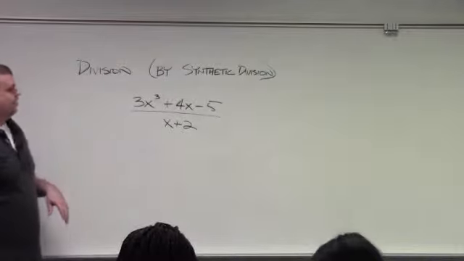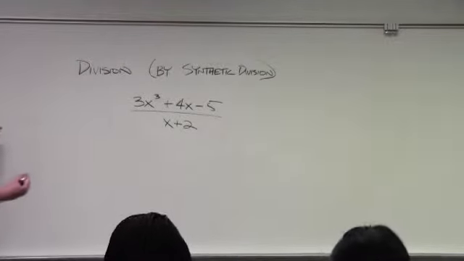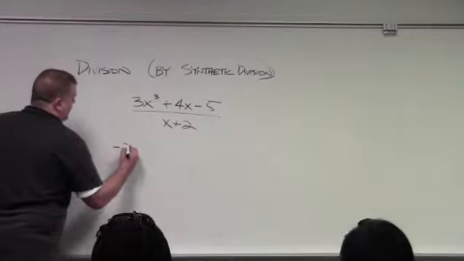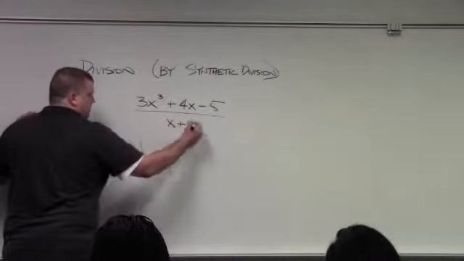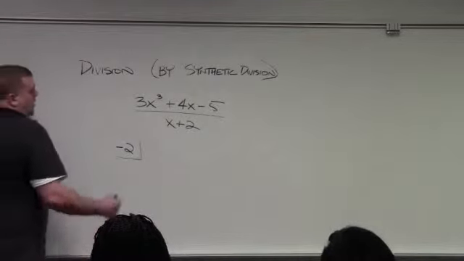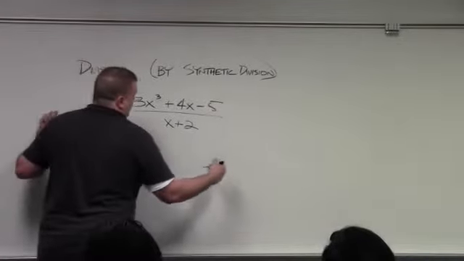So what's my setup here for synthetic division? Negative 2. Where am I getting the negative 2 from? Make sure you set the divisor equal to 0. Whatever makes this 0, it's the opposite of this number. What would my list of coefficients be? 3, 0.